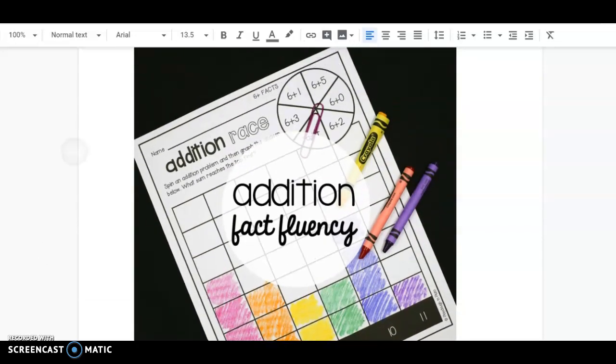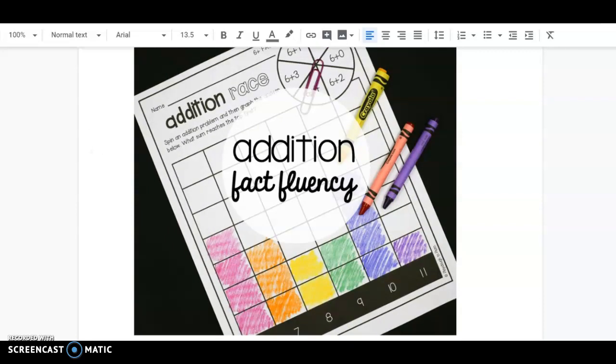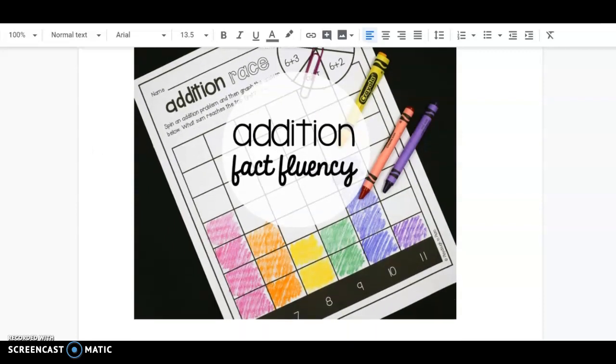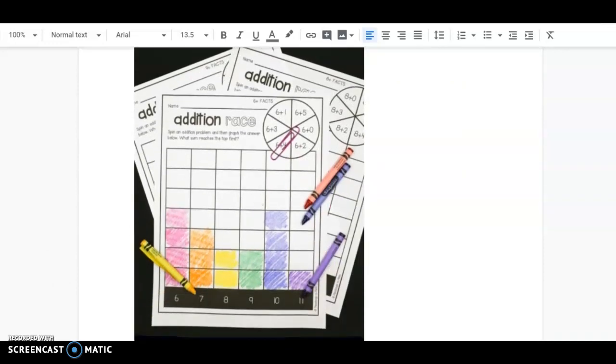With this activity, you spin an addition problem and then graph the answer below. This is more of a race as well. You can see what sum reaches the top first. This is something that you can play with your friends, and whoever wins gets a prize kind of thing. So this is also building camaraderie and teamwork while also being able to learn and expand on your addition facts. This is also another picture of what this would look like.